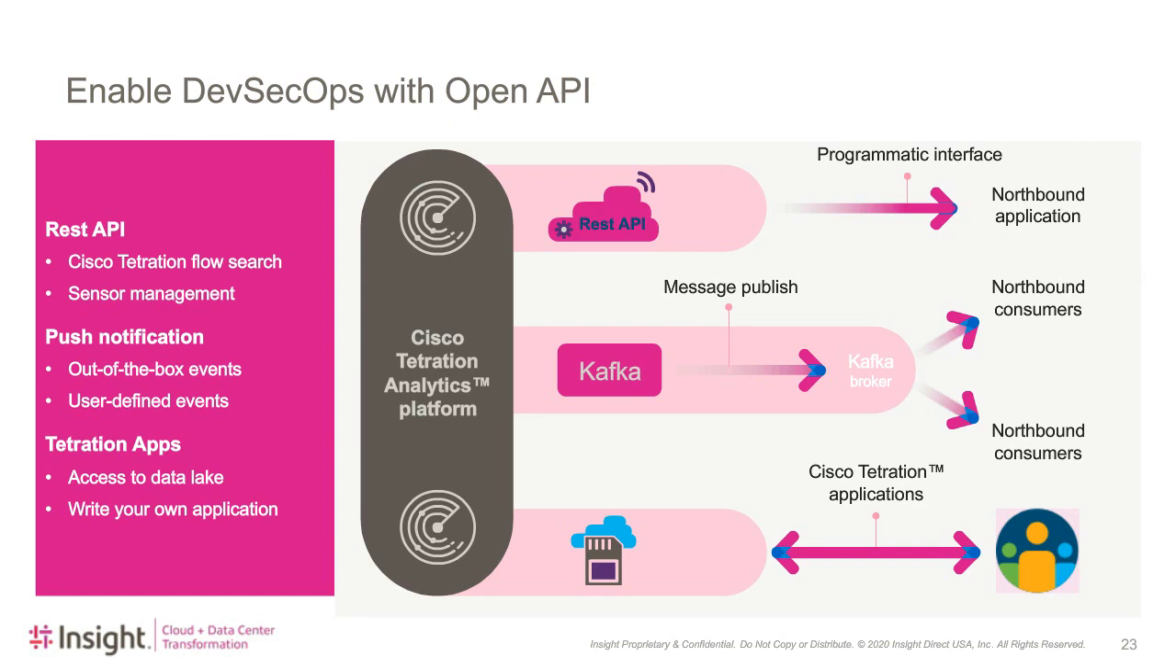Here are some of the things that help enable your DevSecOps capabilities. If you are interested in integrating Tetration into any of your other security applications, you have the ability to integrate with the REST API. You can leverage the Kafka messaging to enable actions as far as your north-south firewalls or any east-west firewalls.